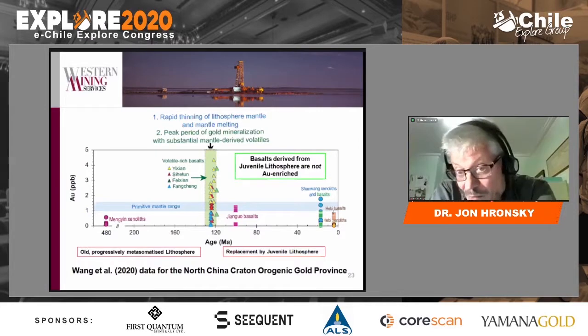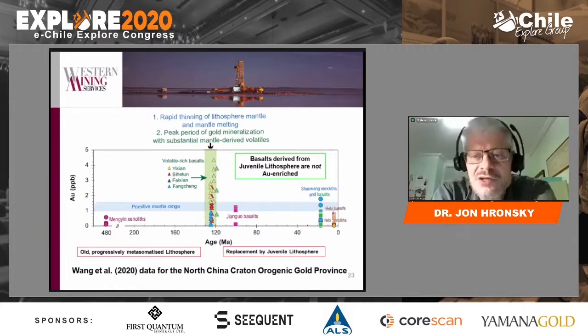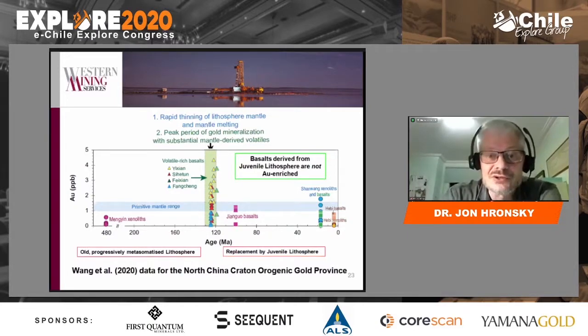But then we see subsequent basalts derived from the juvenile lithosphere, and they show no evidence of gold enrichment. So that's consistent with the idea that you need to have the old progressively metasomatized lithosphere as your source.